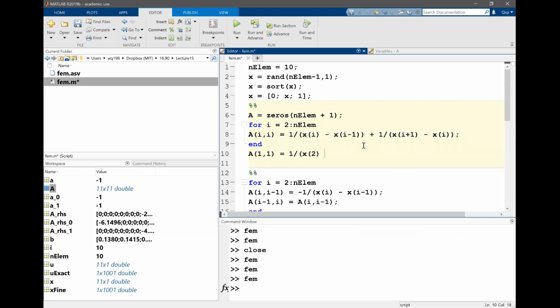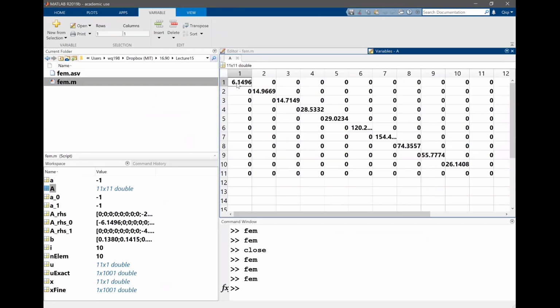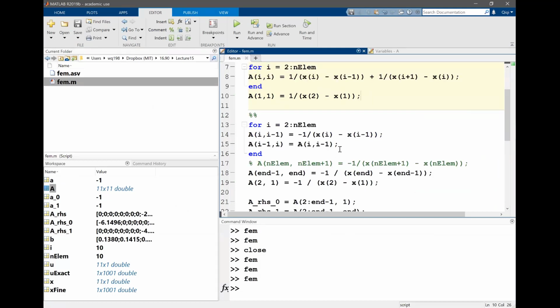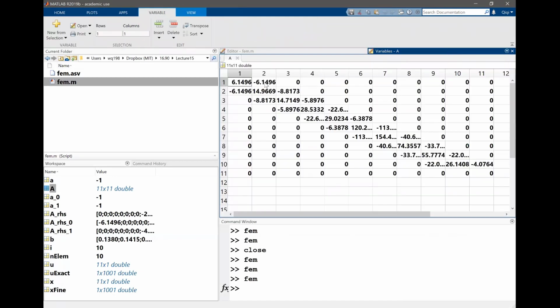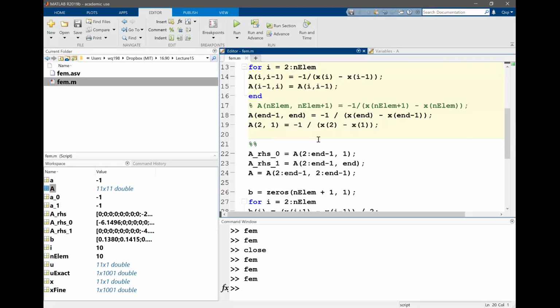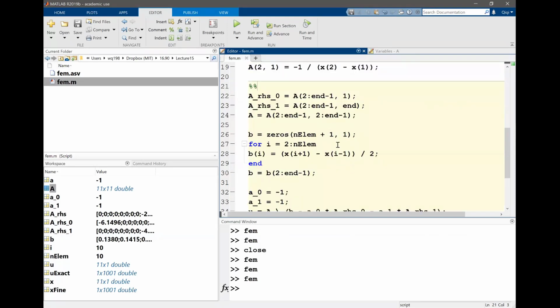x2 minus x1. Okay, so if I run it, now I have my variable a also filled in here. So that would be my updated matrix. And here I have worked out the off diagonals. So I have filled in both here and here, so I already have these entries filled by symmetry. So far so good. We have our A, and our right hand side also needs to be updated.